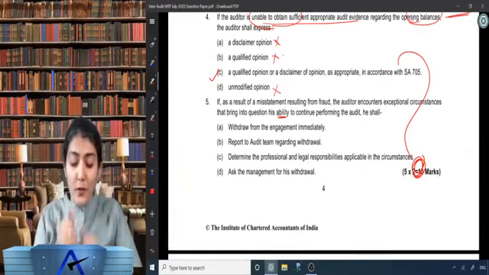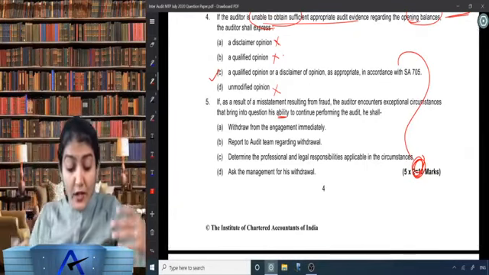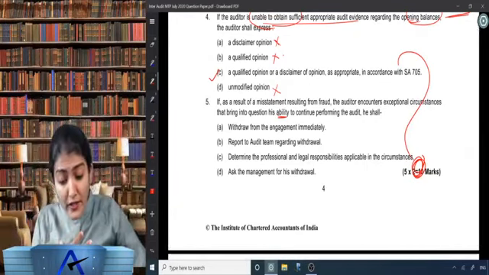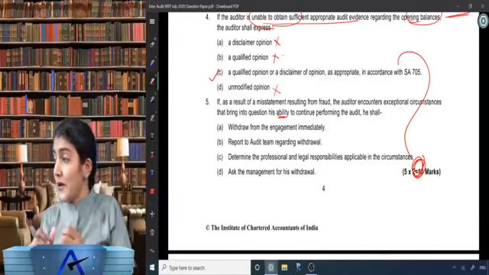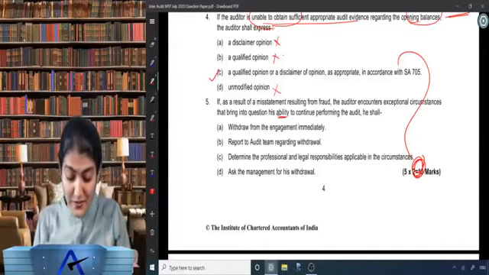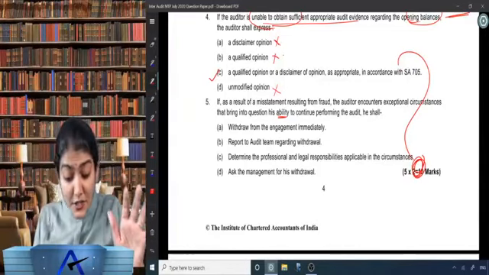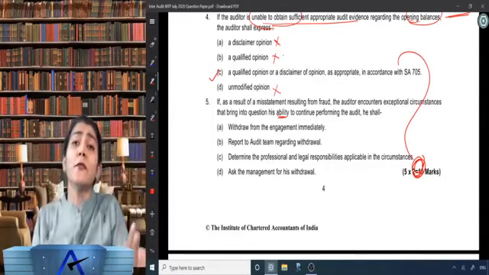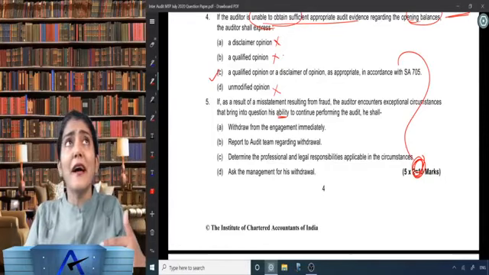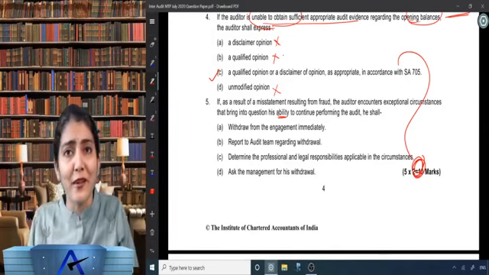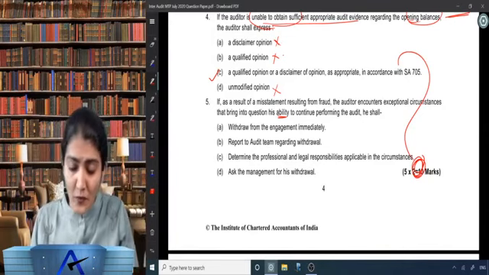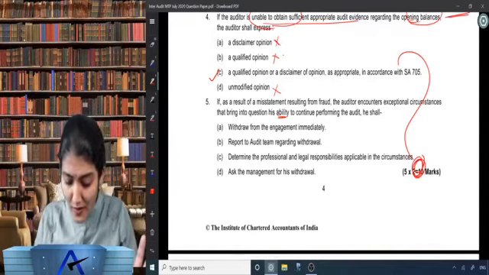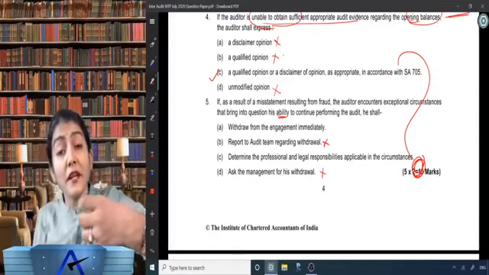One, it says, run away, withdraw from the engagement immediately. Report to audit team regarding withdrawal. Let's say you're telling everybody, pack your bags, we have to go home. That type of a situation. Determine the professional and legal responsibilities applicable in the circumstances and ask the management for his withdrawal. What is this? Where will management go after withdrawing? You're telling management to resign? No. So ask management for withdrawal? No. Report to audit team regarding withdrawal? No. Withdraw from the engagement immediately?